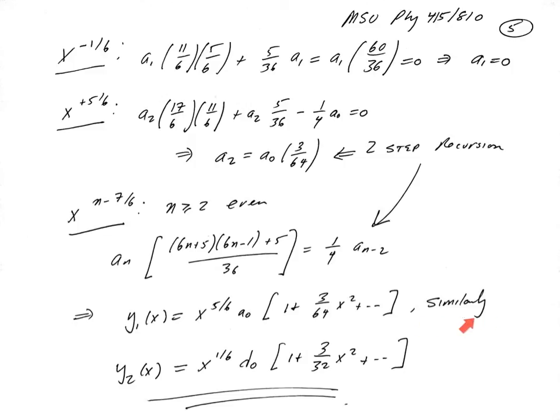Similarly, if we try the solution proportional to x to the 1/6, we get an arbitrary coefficient d0. d0 can be anything you want. And then everything is determined by a two-step recursion relation. If the first term were 1, the term proportional to x squared would be 3/32. The term proportional to x to the 4th depends on this term, etc.